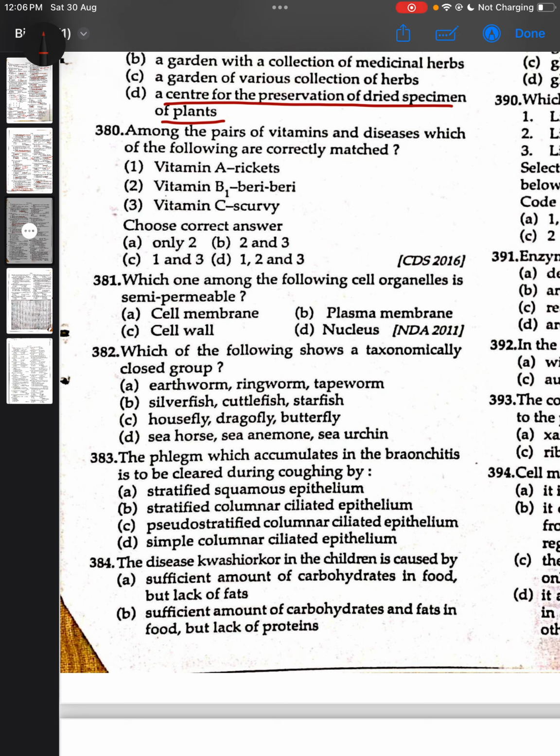Among the following pairs of vitamin and disease, which of them is correct? Vitamin B1 deficiency causes beriberi, it is correct. Vitamin C deficiency causes scurvy, it is correct. Rickets is caused by deficiency of vitamin D, and vitamin A deficiency causes night blindness. Which one among the following cell organelles is semi-permeable? Cell membrane.